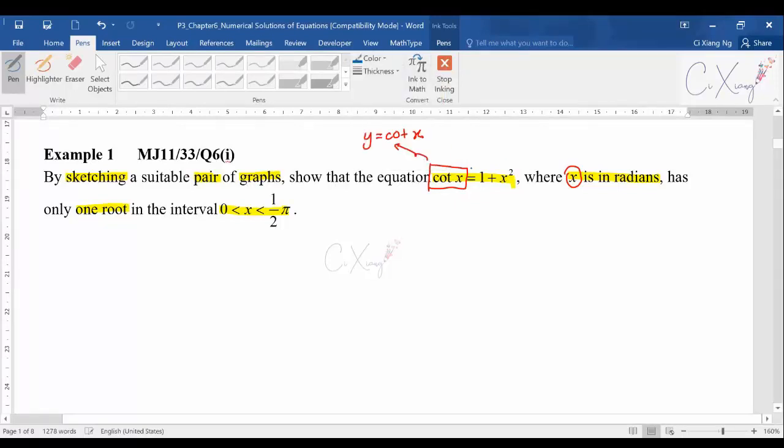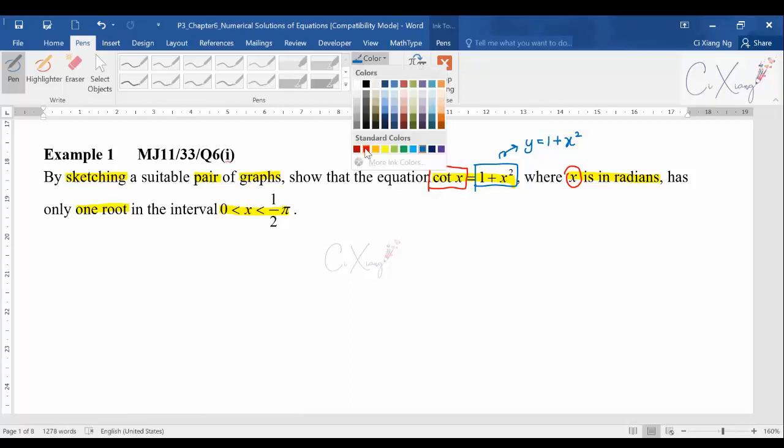And the other one is y equals the expression on the right hand side, which is y equals 1 plus x squared. To sketch all the graphs here, you need to do some revision on the trigo part, how to sketch a graph for cotangent x. And you also need to have some idea on transformation of graphs, how to sketch 1 plus x squared. All these are some small knowledge that you learned before, but we seldom use it. So you might need to take some time to go and do some revision on this. All right. Okay, so let's start.